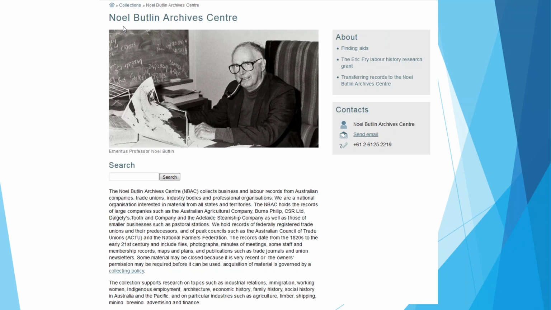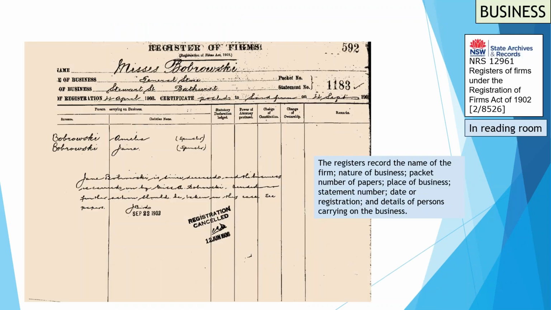This is an example from an earlier time. It's the Registration of Firms Act 1902, and this one is from 1903. You can see that it's a good example of what you will see in the books that you can access in the reading room, and it gives a list of the details of the business and of the people who are involved, who are running the business, and so forth, and a spot there for remarks.